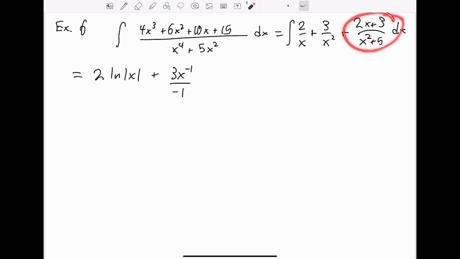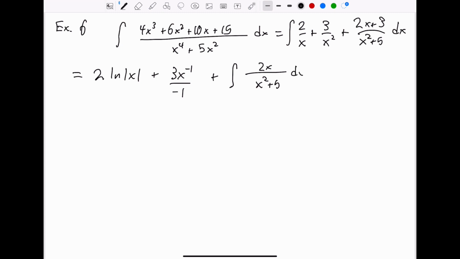How about this last fraction? How do we deal with that? Well, my first step is going to be to split it into 2 separate fractions. I can split this at the plus sign in the numerator. So I have the integral of 2x divided by x squared plus 5 plus the integral of 3 divided by x squared plus 5. This integral we might recognize as a u substitution. We choose u to be the denominator here. The derivative of x squared plus 5 is 2x, so this will work out nicely.